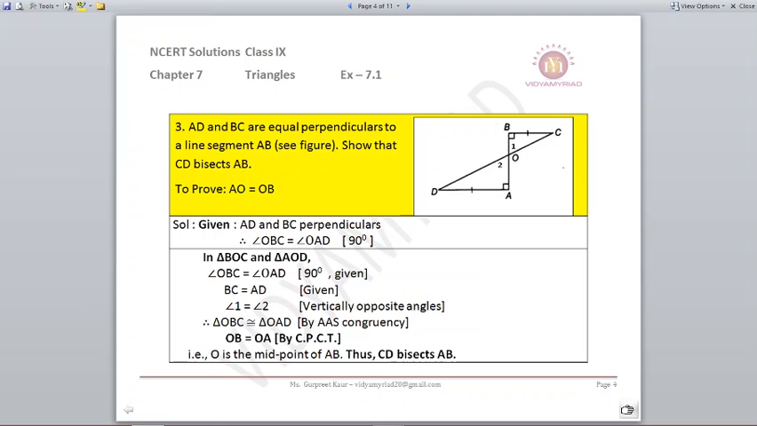When the triangles are congruent, with the help of CPCT, because OB and OA are their parts, we can mention OB is equal to OA by CPCT, and we can also say that O is the midpoint of AB. Thus CD bisects AB. Bisects means dividing the line into equal halves.